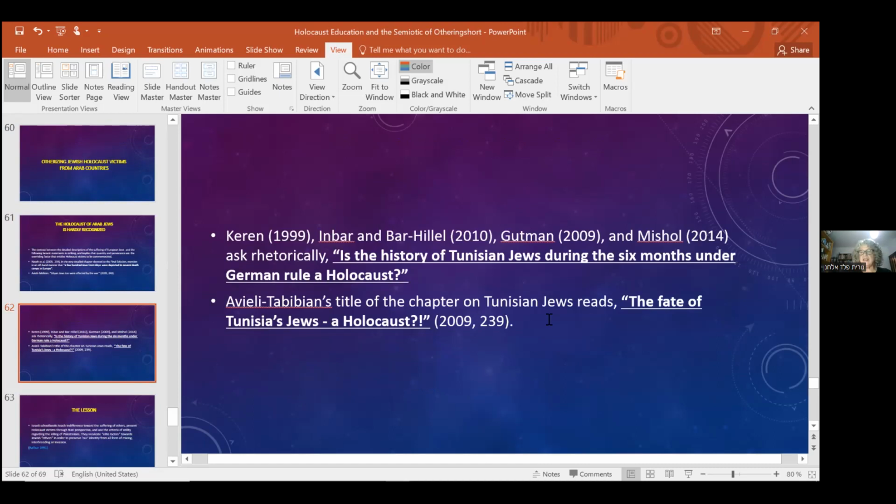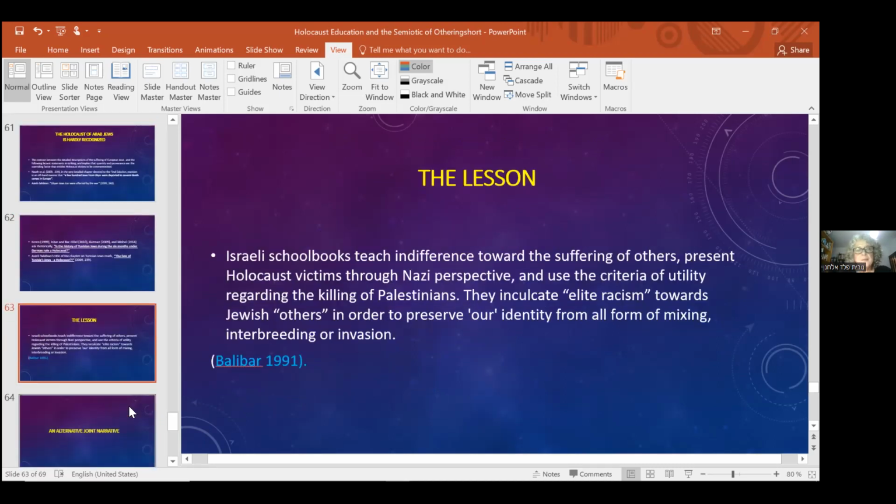You can see this title. This is the title of a chapter, The Fate of Tunisian Jews, a Holocaust, with an exclamation mark and question mark. Very cynical. What is the lesson from all this? Israeli school books teach indifference towards the suffering of others, present Holocaust victims through Nazi perspective, and use the criteria of utility regarding the killing of Palestinians. They inculcate elitism, racism that comes from above, towards Jewish others in order to preserve our identity from all sorts of mixing, interbreeding, and invasion.